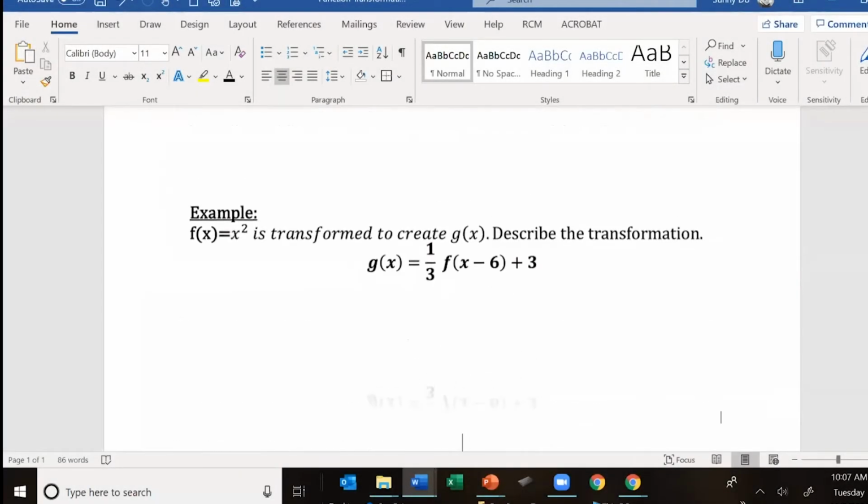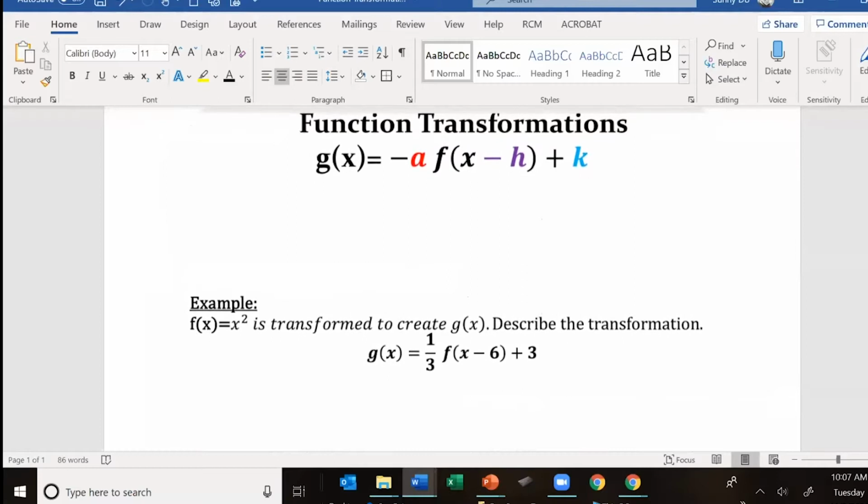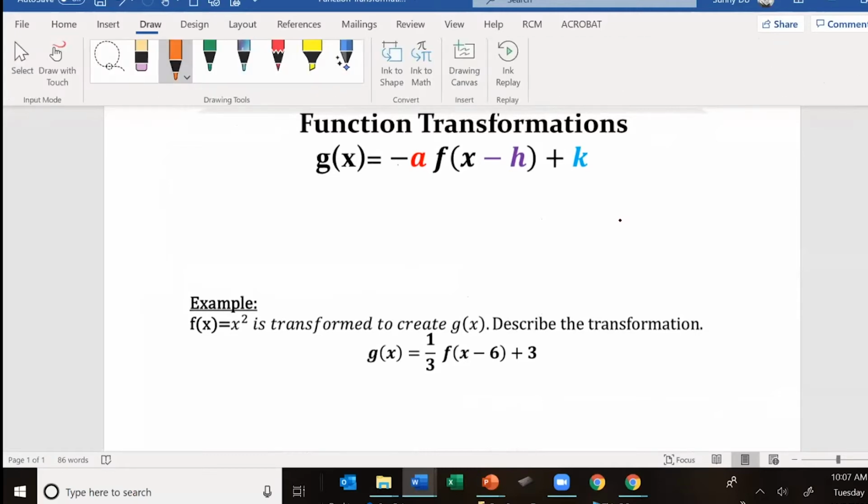Hello, everybody. Welcome back. Today we're going to be talking about function transformation, right? So just a quick review. Function transformations have this kind of form right here. Sometimes you have the negative in front, sometimes you don't, okay? But the negative in front just means that the graph is being reflected across the x-axis.